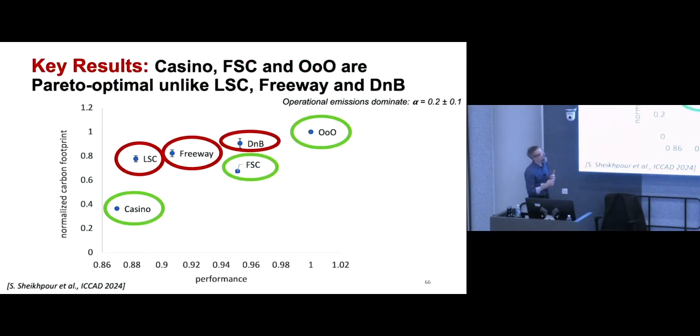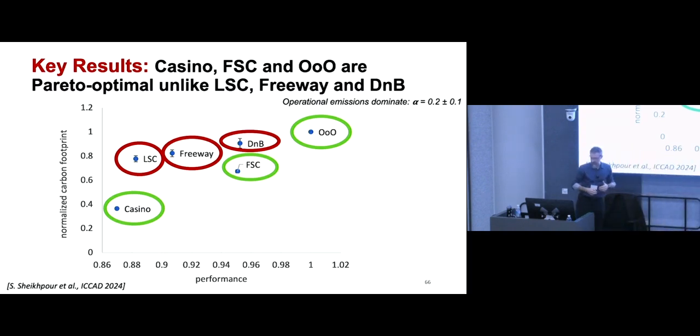And what we end up with is something like this, where we have NCF, the normalized carbon footprint, on the y-axis, as a function of performance. I'm cutting it off here at 0.86%. What is interesting here, everything is normalized to this out-of-order core, right? So ideally, you want to be at the bottom right of this plot, high performance but low carbon footprint.